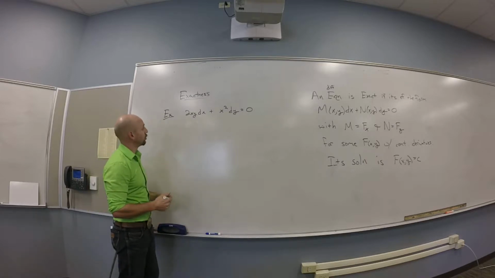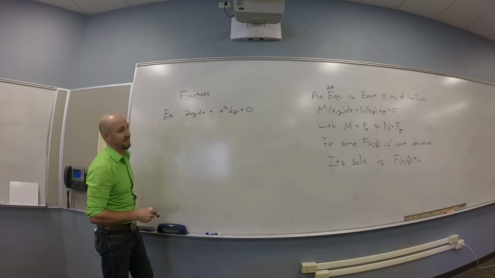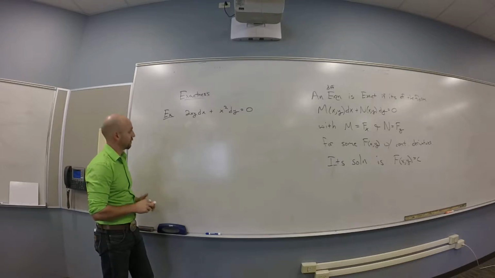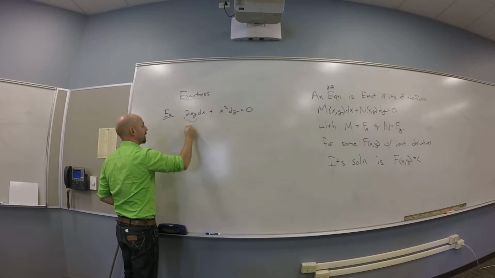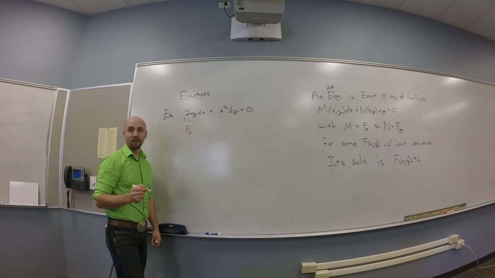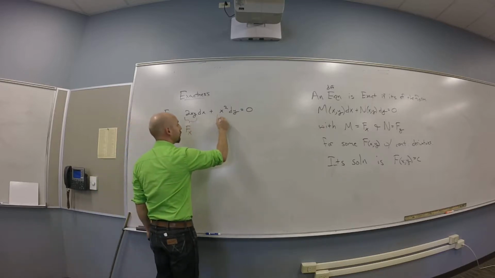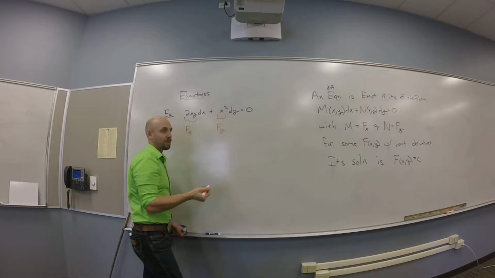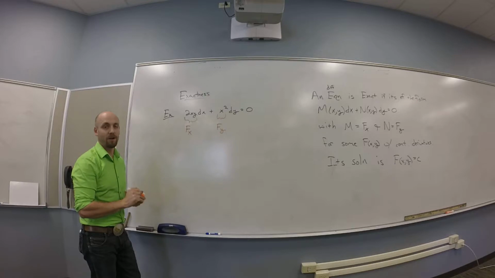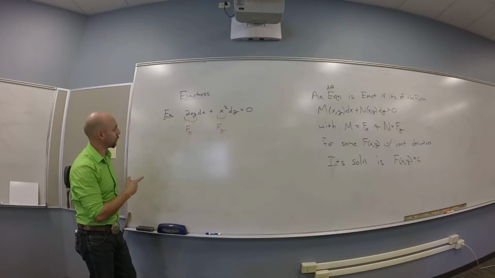So what do I need 2xy to be? The f partial, or the x partial. Yeah, I need this thing to be like fx for something, right? And I need x squared to be fy of something. Okay, so how do you find something that's got an x partial of 2xy?